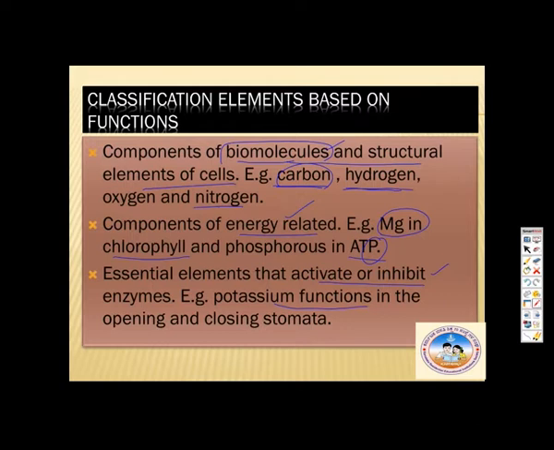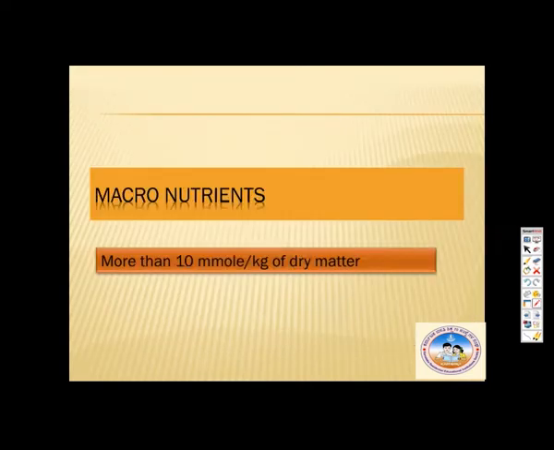Moving ahead, the next thing is your macro elements. Now coming to your macro elements, these are the nutrients which are required by the plant at more than 10 millimole per kg of the dry matter. So they are required at more than 10 millimole per kg. That is called your macronutrients. Now under that, let's go one by one.